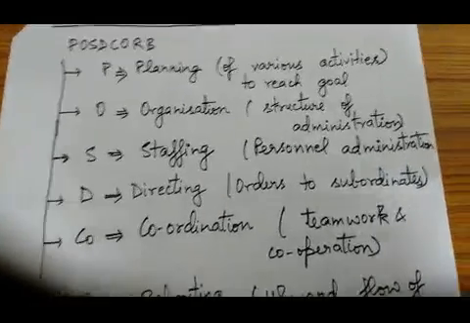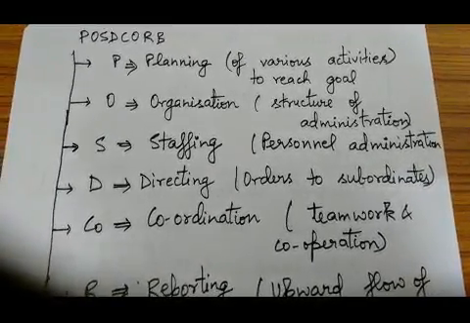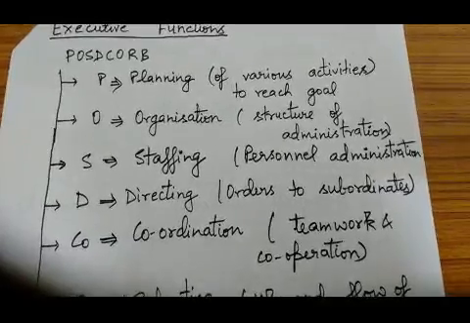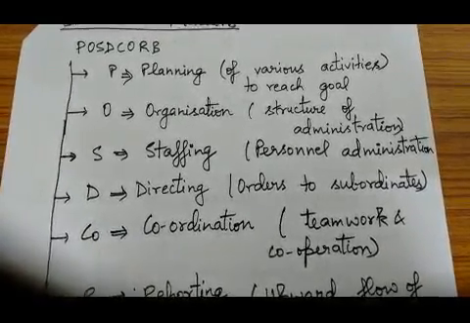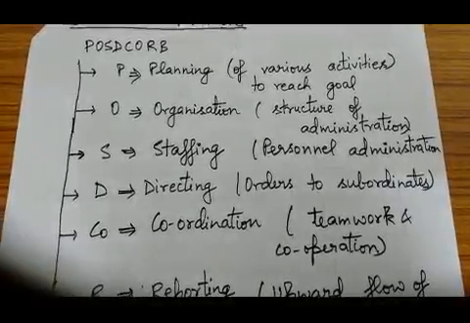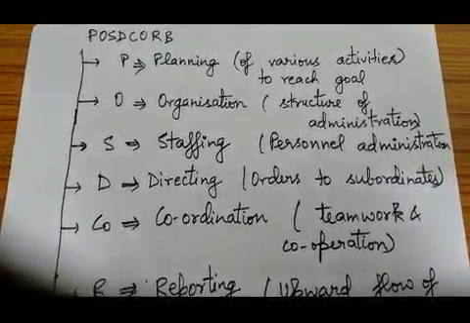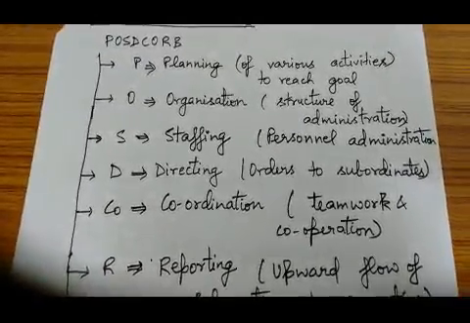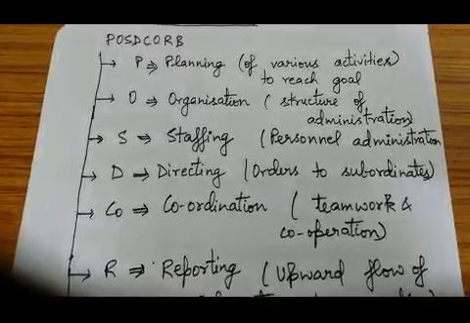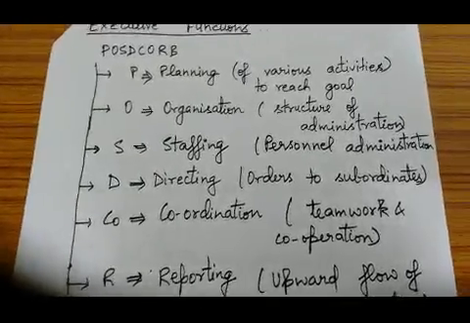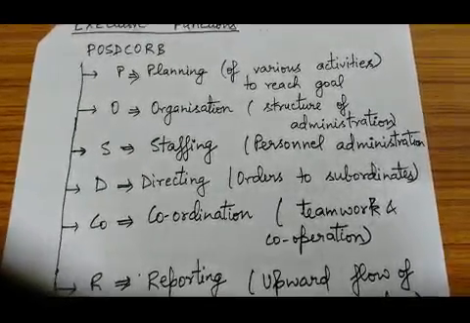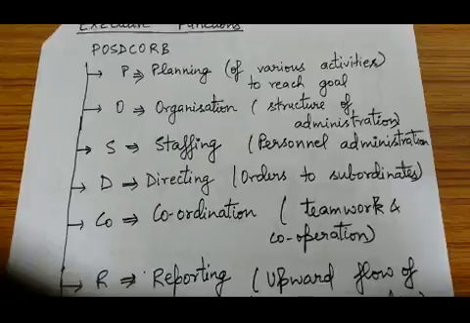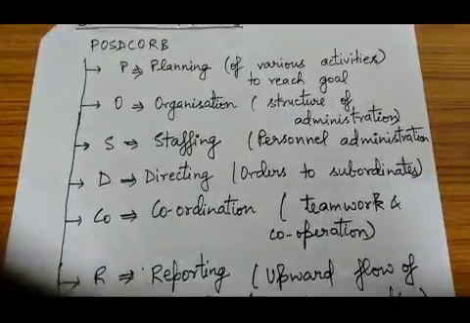Then staffing means, once you have formed the organization, you have to fill those posts with real people. So personnel administration consists of everything like recruitment, hiring, training, then salaries, firing, or post-retirement benefits, everything. Then D, directing orders to subordinates. This is also one of the features of any organization. Like you are a boss, so you have to make sure that you are able to coordinate with your subordinates and direct them to do the work.